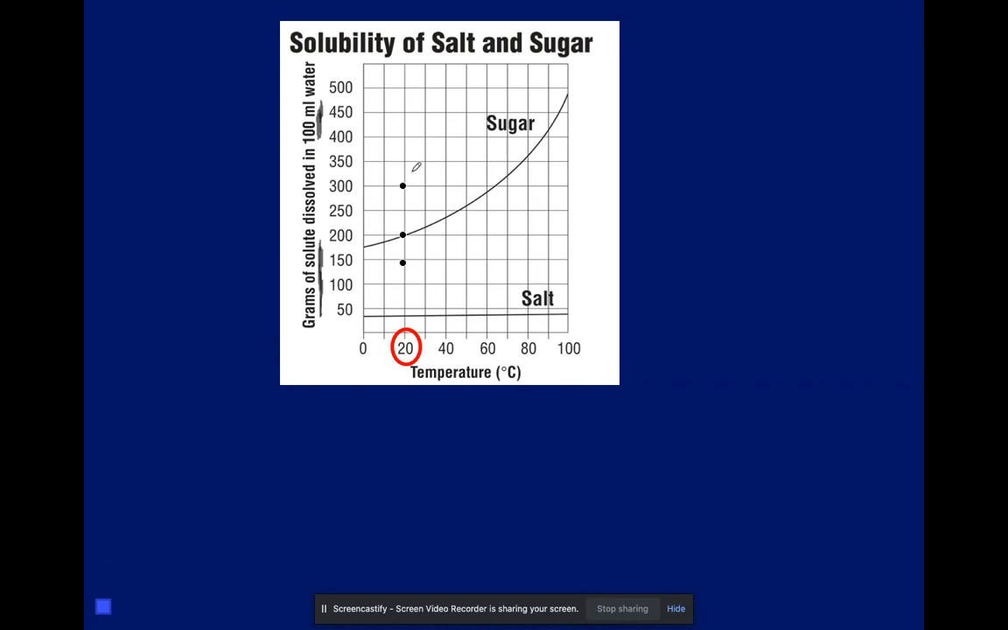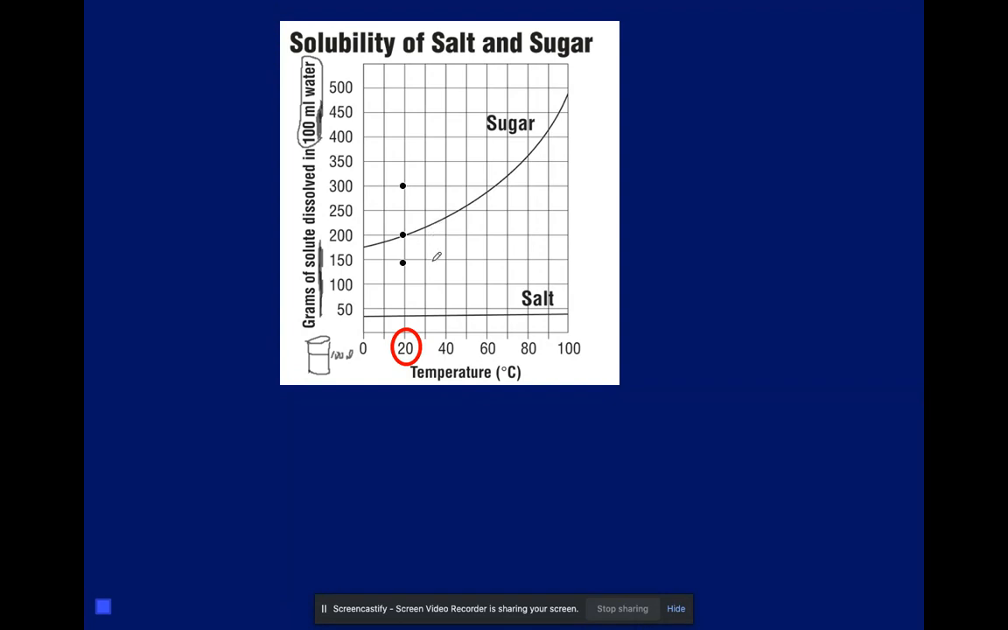For the sake of this graph, we're going to leave the amount of solvent the same. We're going to assume the solvent stays at 100 milliliters of water, or 100 grams, which is the same thing. So we're not changing the solvent. Simply, we're going to dissolve solute in it at various temperatures, and graph where we hit that maximum amount.